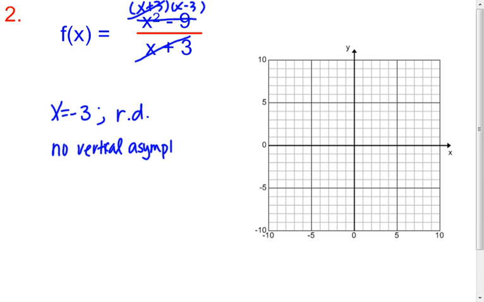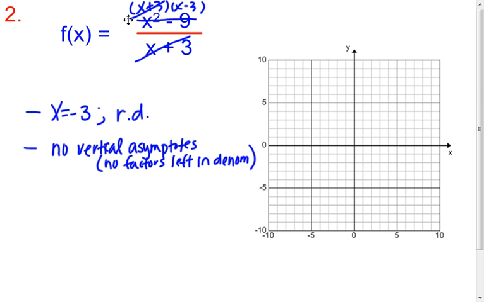I'm going to just write this out. No vertical asymptotes, and I'm going to write no factors left in denominator, so that when you go back to your notes, you know where that's coming from. Okay, so I've got that, and I've got that, and I'm going to deal with the horizontal asymptote when I put my function into my calculator.